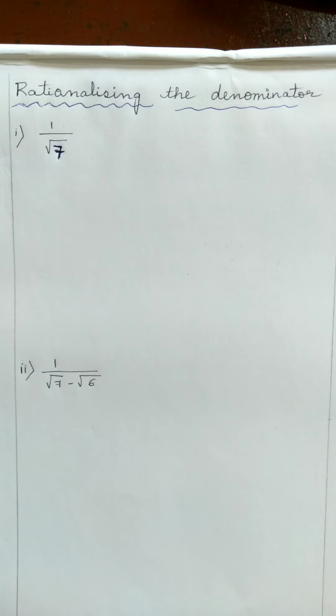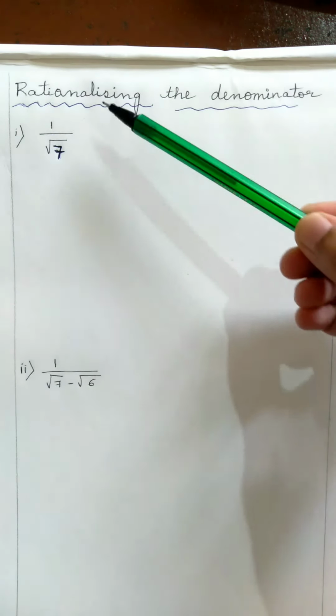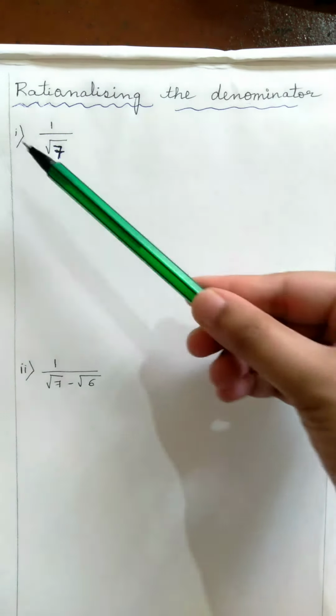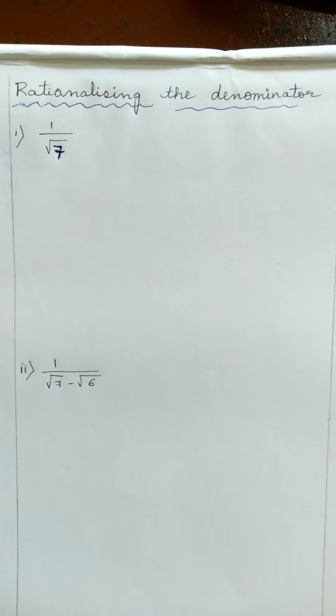Children, this is 9th standard maths chapter number systems. Today, let us study a new topic in number system, rationalizing the denominator. Consider the first problem. We have 1 by root 7.